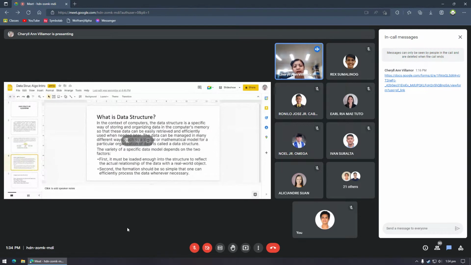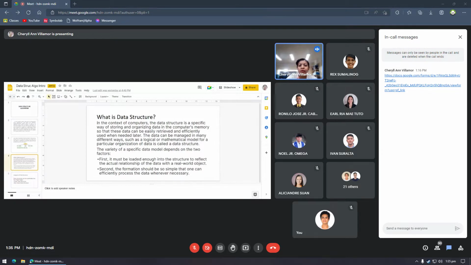In the context of computers, a data structure is a specific way of storing and organizing data in the computer's memory so that this data can be easily retrieved and efficiently used when needed later. The data can be managed in many different ways, such as a logical or mathematical model for a particular organization of data, which is called a data structure. The variety of specific data models depends on two factors.